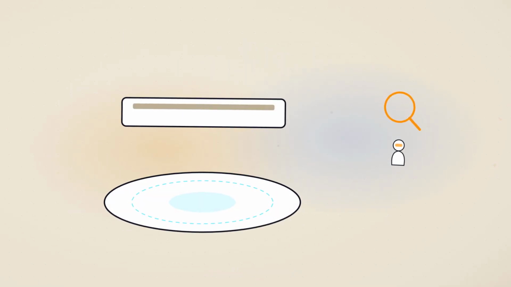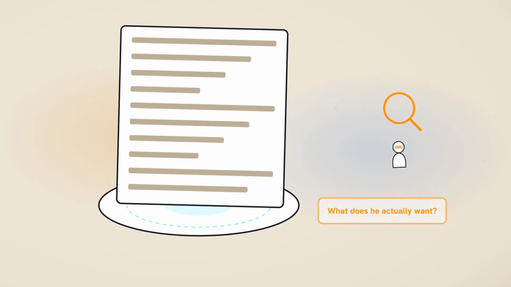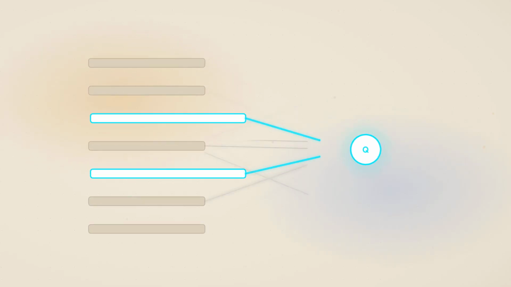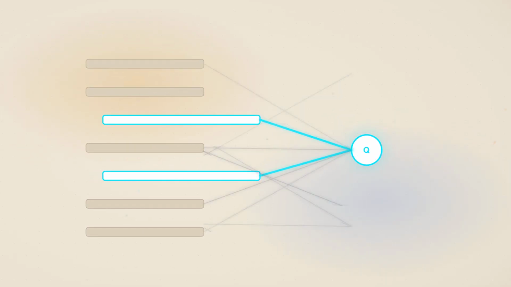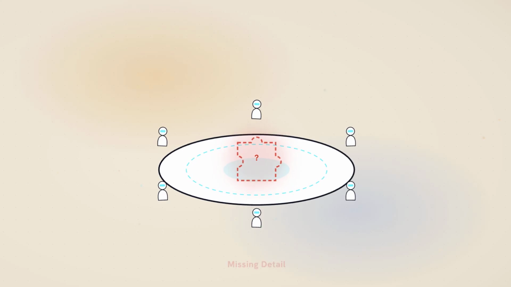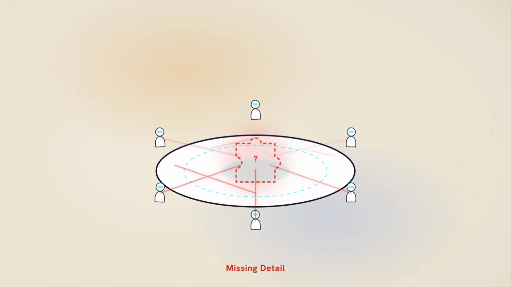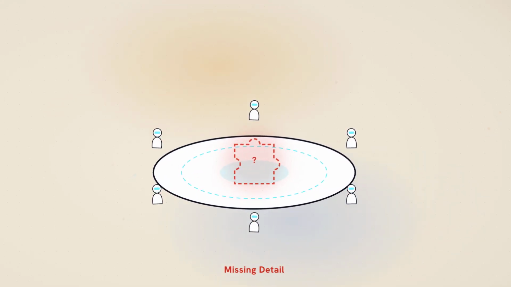Say you paste a long email and ask, what does he actually want? The model reads the whole email at once, and the lines that matter pull the most attention. The polite filler barely gets a glance. But it can only work with what's on the table. Leave out a key detail, and no amount of rounds can guess it.